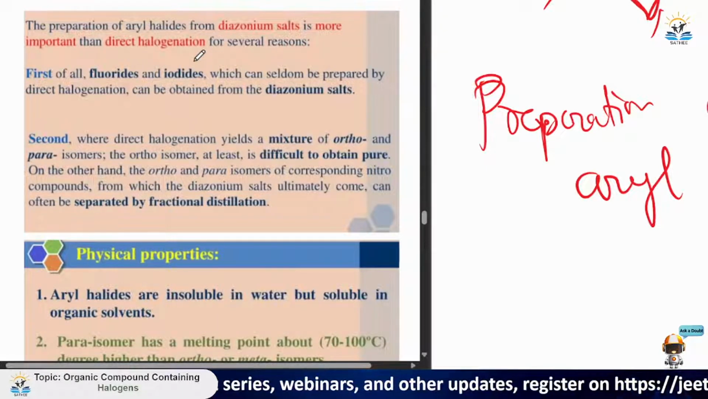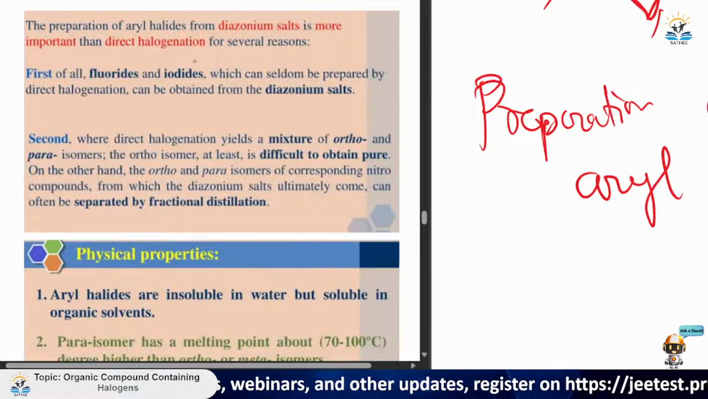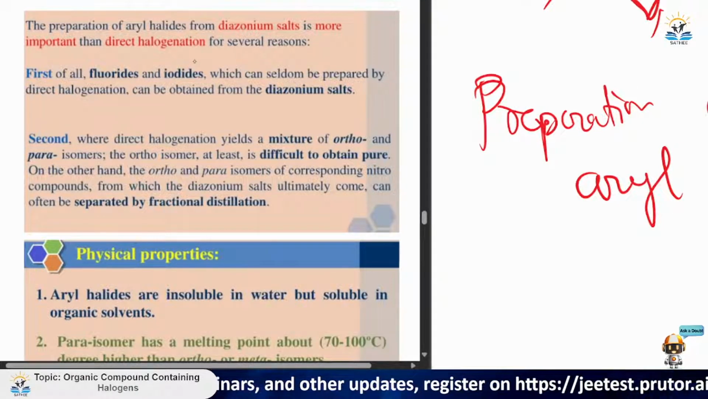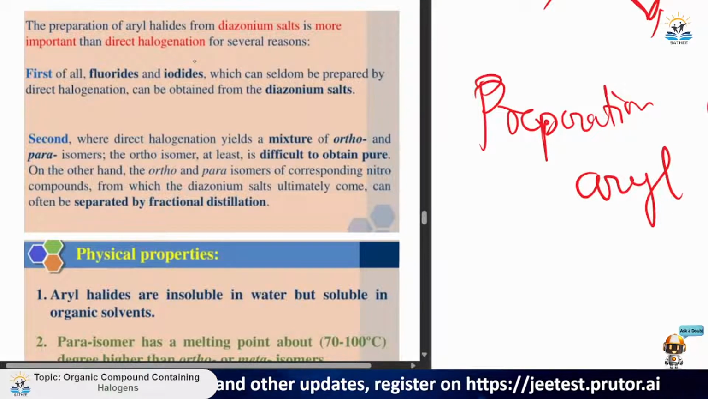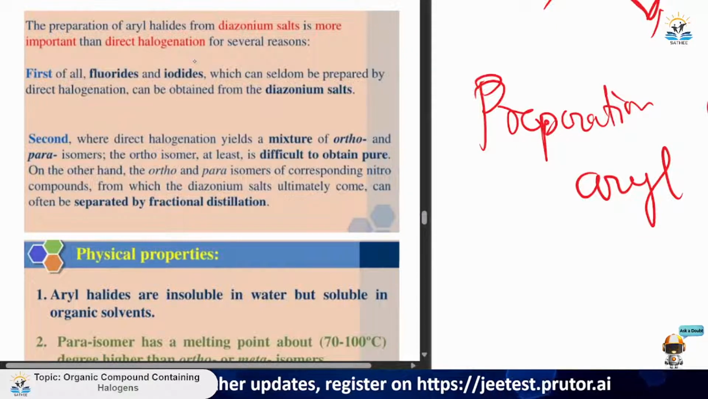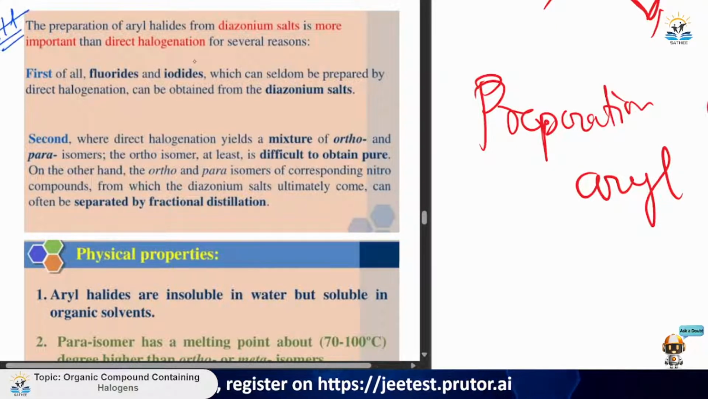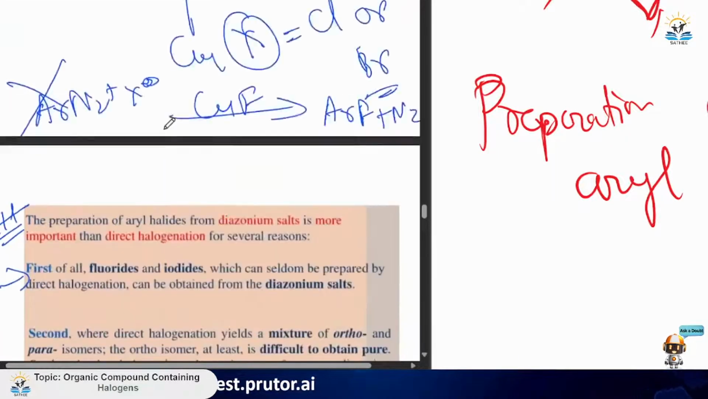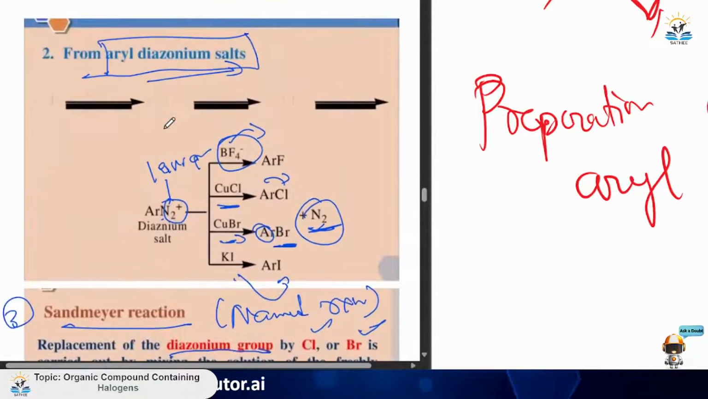Now let's see the preparation, some of the summary part of that preparation. The preparation of aryl halides from diazonium salt is more important and direct than direct halogenation for several reasons. You need to know that. The first one is that fluorides and iodides can seldom be prepared by direct halogenation. I have told you which reaction this is, the Sandmeyer reaction, which is a part of the diazonium salt reaction only.